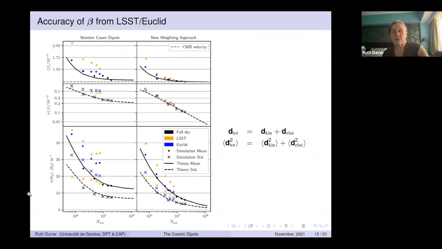With the direction, it is similar. It can be much better determined if we use our weighted method than if we only use the number count dipole. What we also see, especially for the direction, is that it is, of course, much better determined if we have full sky than if we have a cut sky. That's not very surprising, I guess.